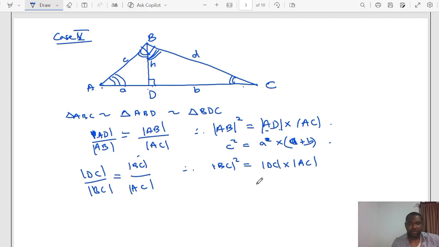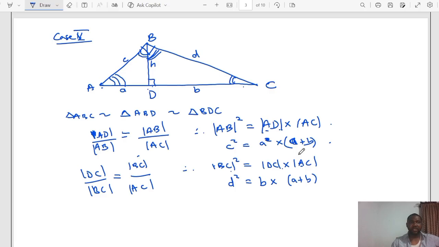So your BC is d. So I'm going to say d squared is equal to your DC, which is going to be b, times your AC. Your AC is also A plus B. Kindly note this. This is very important.